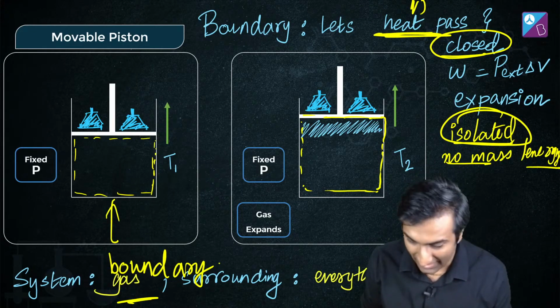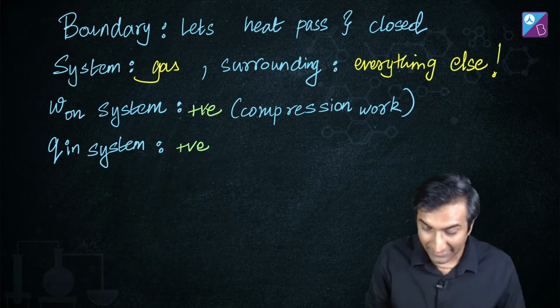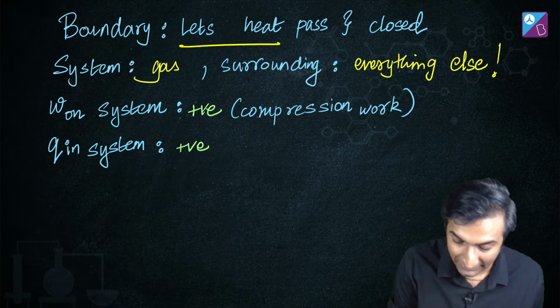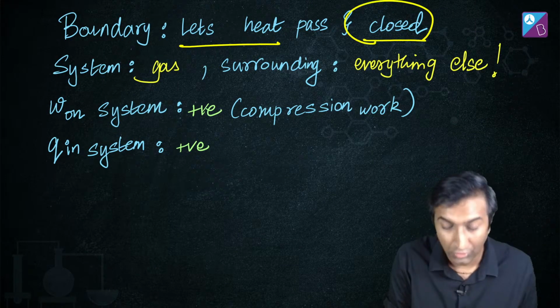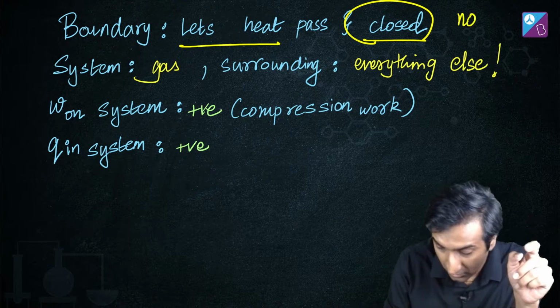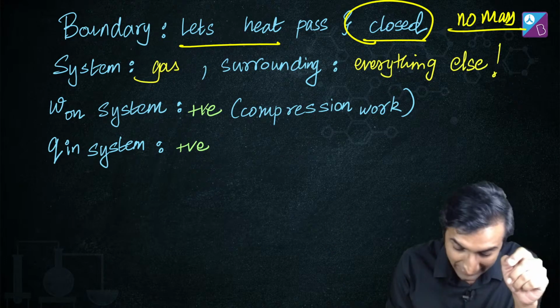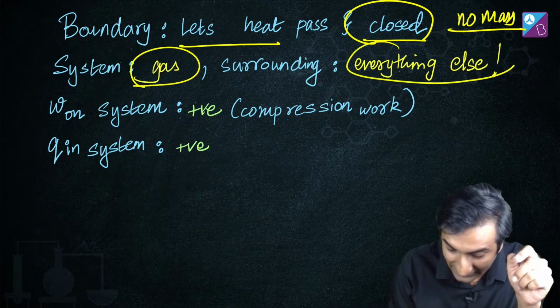I'm great, Harshvardhan. Yeah. So, to summarize everything so far, yeah, boundary is something that if it lets heat pass, it's called closed. It does not let mass pass. No mass. Okay. All right. The system here was gas, surrounding is everything else.